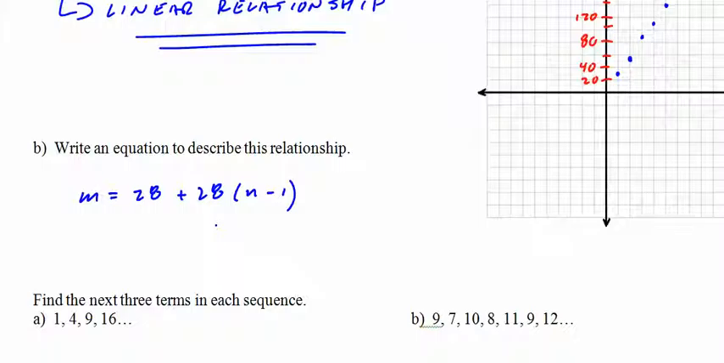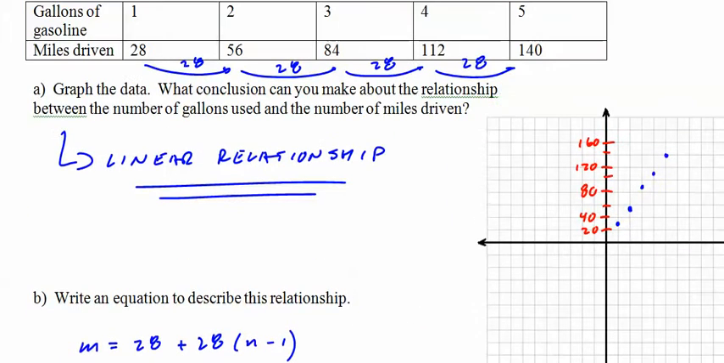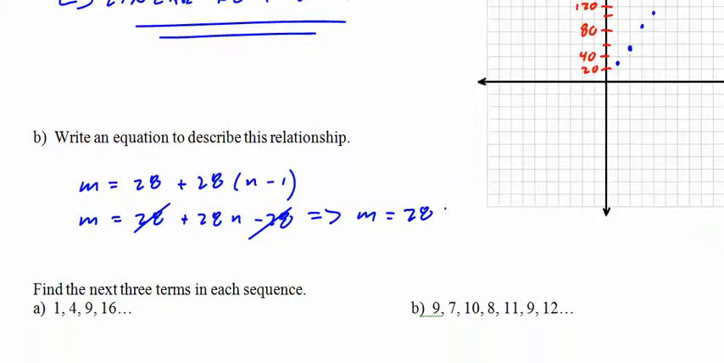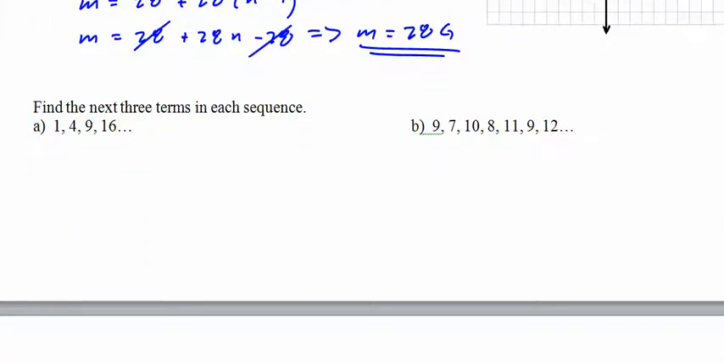Cool. Now that's one way. The way we typically see it is more like this. 28 plus 28n minus 28. These two cancel, so it would say the miles driven is 28 times gallons of gasoline. So I'll change that N to G. Cool. Linear. Off the top of our head, why don't you go find the next 3 terms for each one of these.